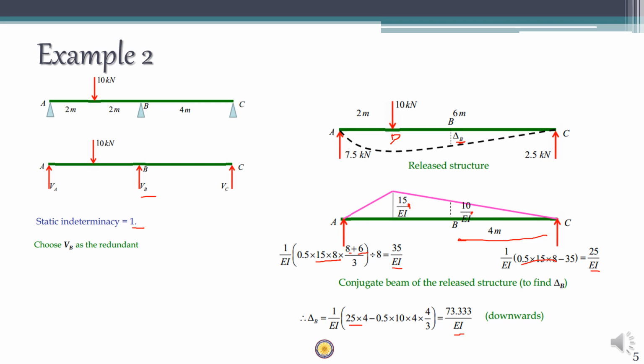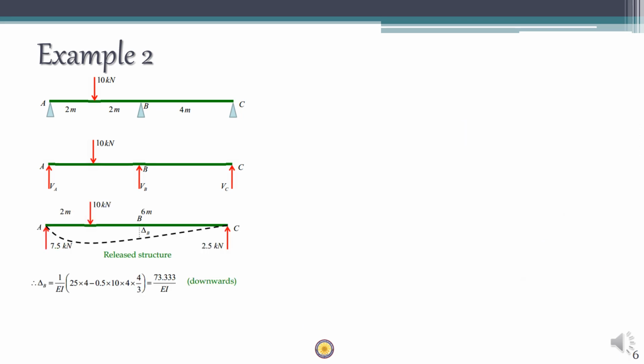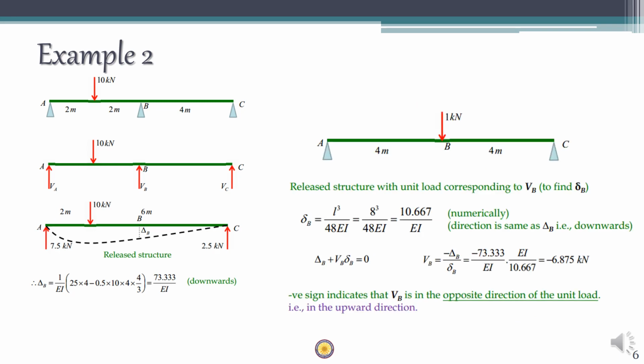The next step is to apply a unit load corresponding to the removed redundant. Here VB was removed, so corresponding to VB I applied a unit load. Again this is a simply supported beam with a central point load applied. That deflection can be calculated as WL cubed by 48 EI. Here W is 1 and L is 8. Calculating small delta B, the value is 10.667 by EI.